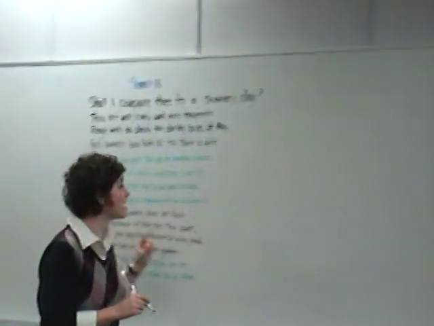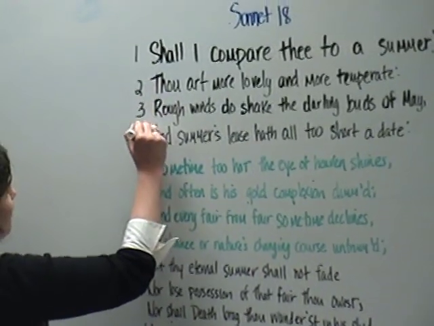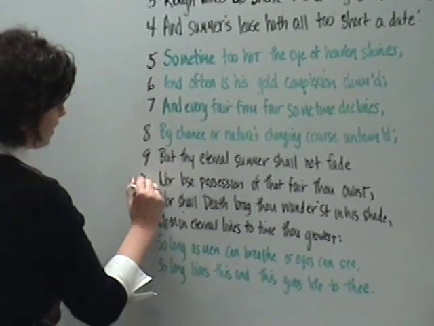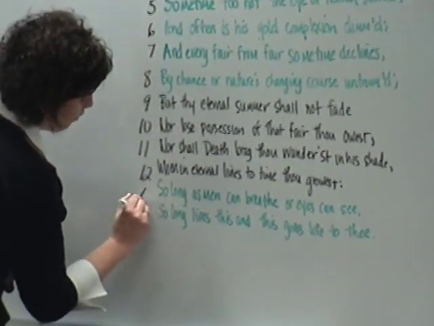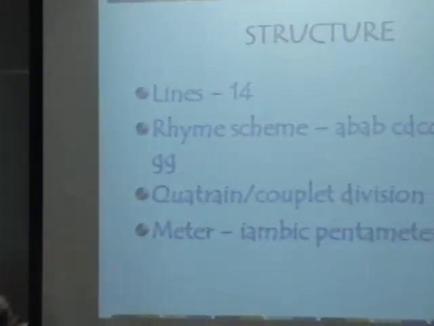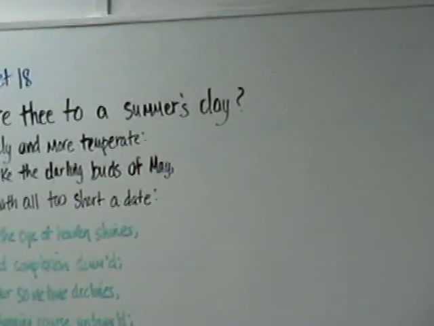So if we go over to sonnet 18 here, let's count off. 1, 2, 3, 4, 5, 6, 7, 8, 9, 10, 11, 12, 13, 14. Pass the first test. The second test is to determine the rhyme scheme. And this might seem intimidating. A, B, A, B, what is all that about? But it's pretty easy. You go to each line and you look at the last word in the line.